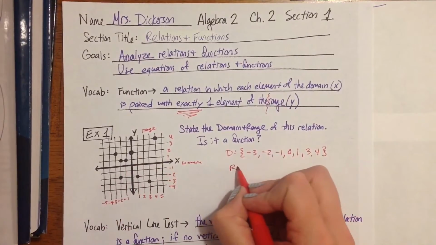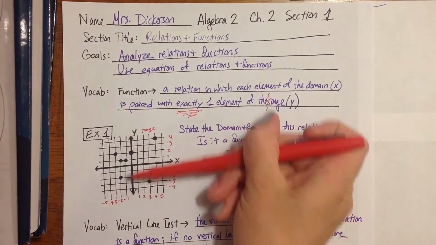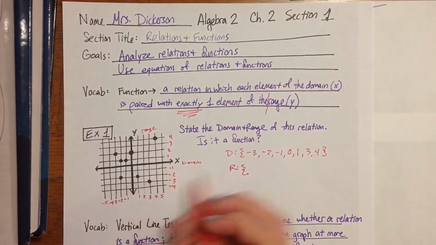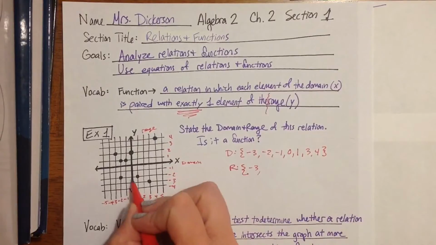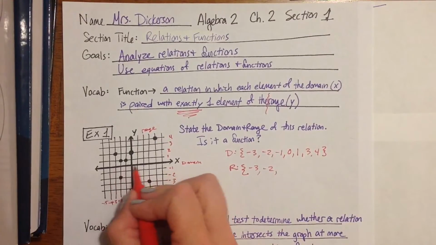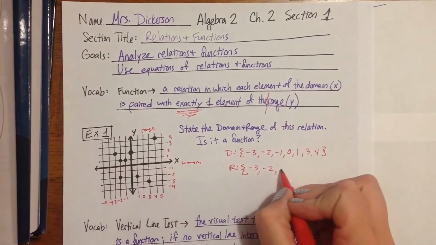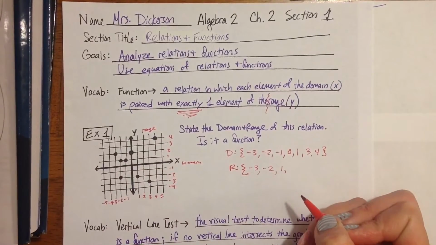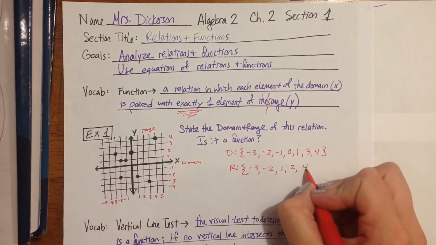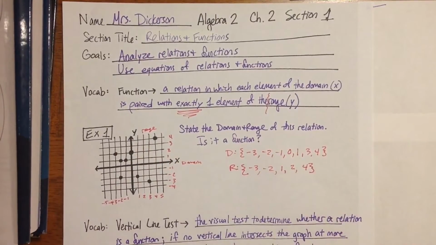And then let's talk about the range. I'm looking at my y values. I'm going to start low. I see I am down at -3 to start. -2 is next. Nothing at -1, nothing at 0. Then I have some points at a height of 1, a height of 2, and a height of 4. There we go. Okay, so then the question is, is this a function?